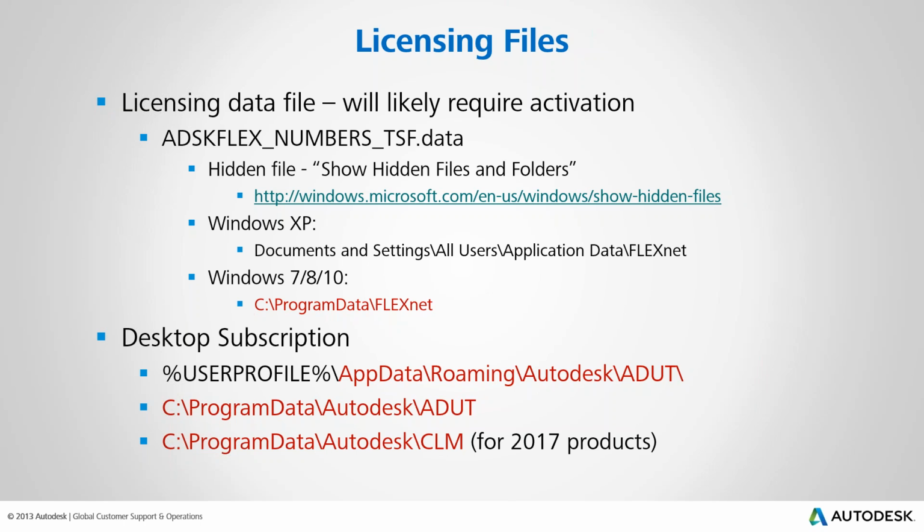Again, this is going to be in a hidden folder. It's under C:\ProgramData\FlexNet. So if you've gotten this far and still haven't changed the setting to show hidden files and folders, you can either type in C:\ProgramData\FlexNet manually or just change that setting. If you happen to still be running Windows XP, it's under Documents and Settings, All Users, Application Data, FlexNet, but likely there aren't too many people still running Windows XP. But on Windows 7, 8, and 10 it's going to be C:\ProgramData\FlexNet.